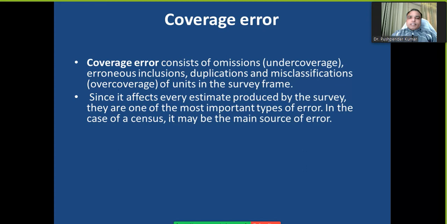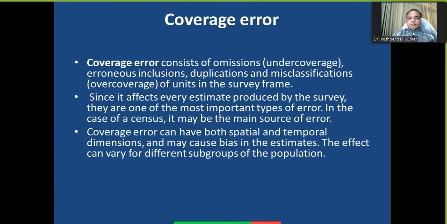Since it affects every estimate produced by the survey, they are one of the most important types of error. In the case of census, it may be the main source of error. Coverage error can have both spatial and temporal dimensions and may cause bias in the estimate. The effect can vary for different subgroups of the population.